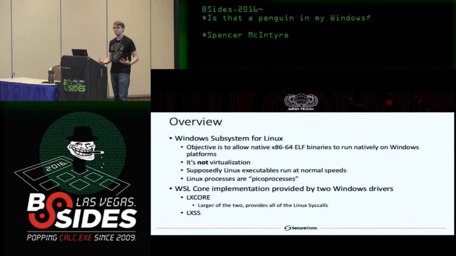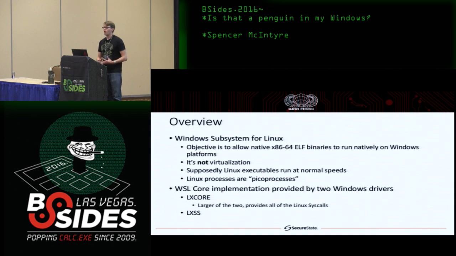Because it's not virtualization, and this is a key point, these executables run at native speeds, about as fast as you would expect on a full-blown Linux system, because you're not going through all those other levels of virtualization and the scheduler that ultimately gets down to the host. There's none of that. It's on the Windows hardware. It's a bit more akin to a container type of architecture.